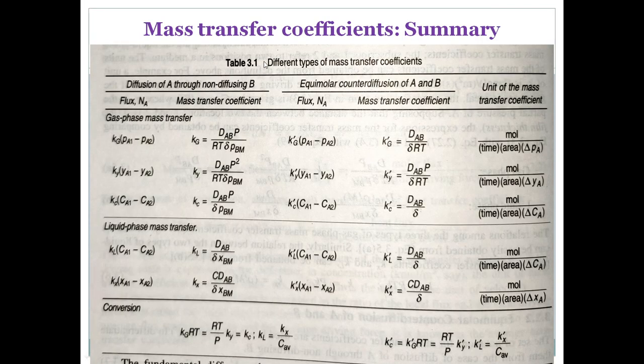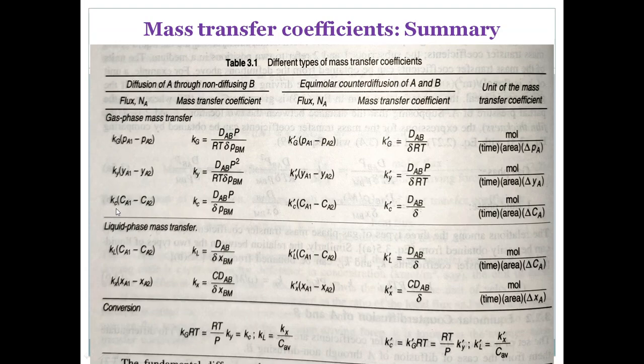so if you take this summary, for diffusion of A through non-diffusing B, the flux NA is equal to Kg (PA minus PT), where Kg is equal to this expression. And what is the unit of this? Kg will be flux by delta P. Flux is moles per time per area, so Kg is in moles per time area delta P. When it is Ky, that is the expression, and in place of delta P, this will be delta Y.